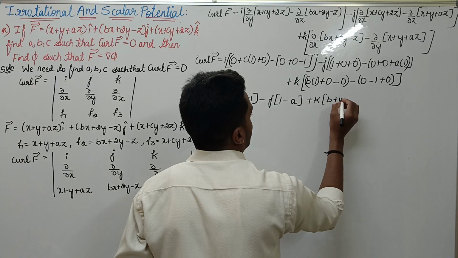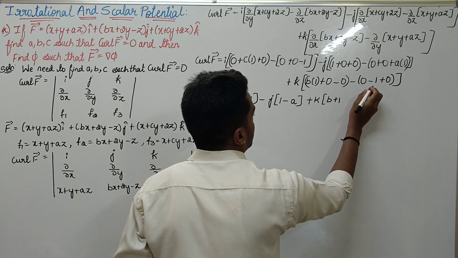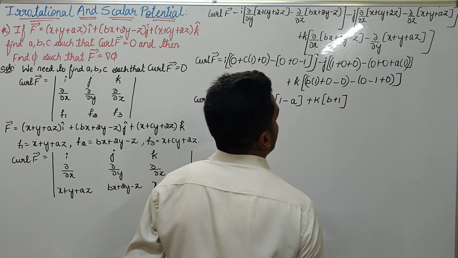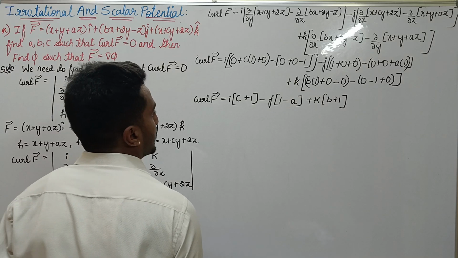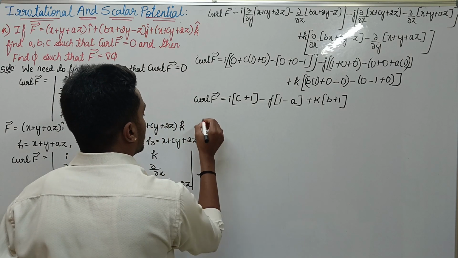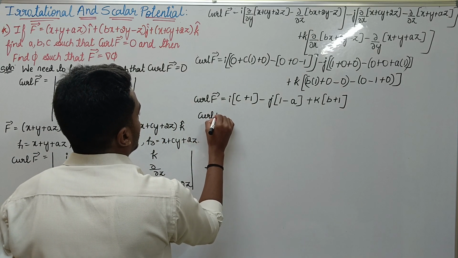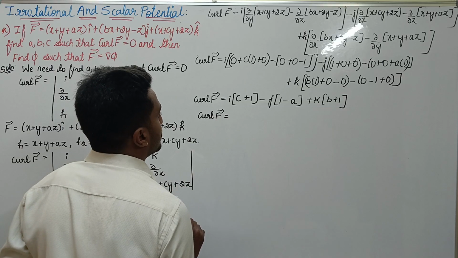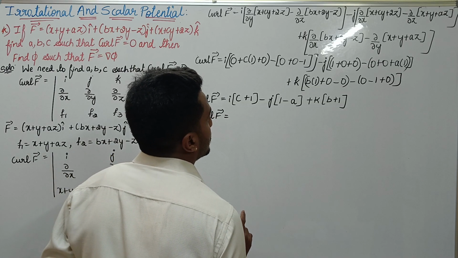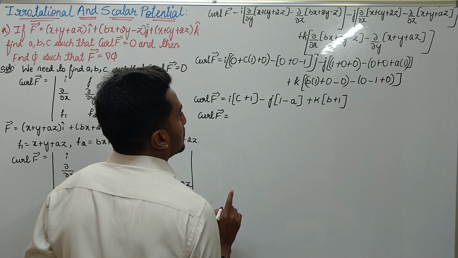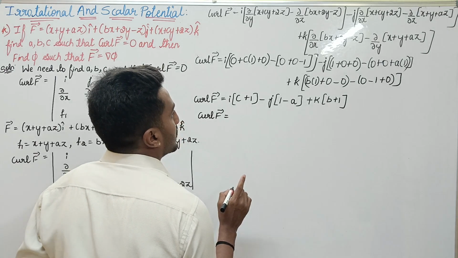Minus into minus is plus 1. Here also minus 1, this also minus 1. Then with respect to k. Curl vector f is equal to once again, okay, done.